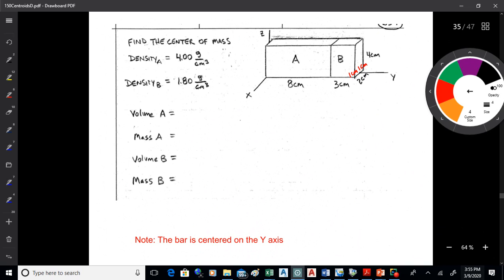Let's say this bar is centered on the y-axis. I've got just a solid rectangular bar. Fancy word might be a rectangular prism there. I've got the density of A and B, two different materials. Density is the mass per unit volume. So let's figure out where the center of mass is. Now the fact these have different densities makes that a little bit more involved than what we just did. We just have to have an extra step.